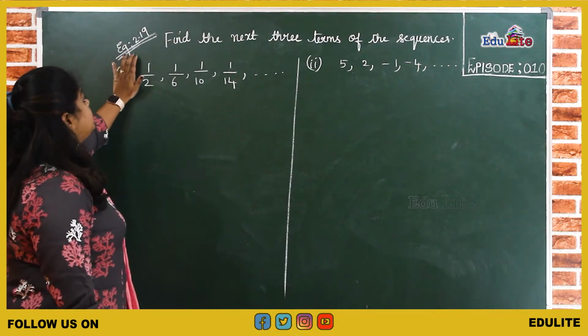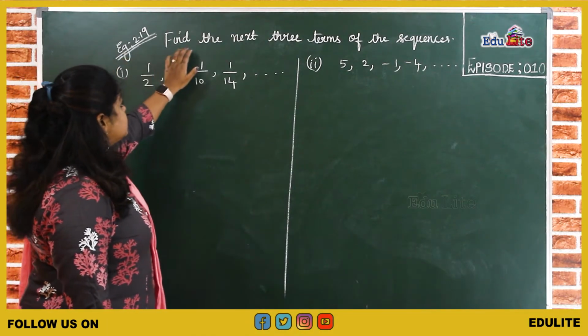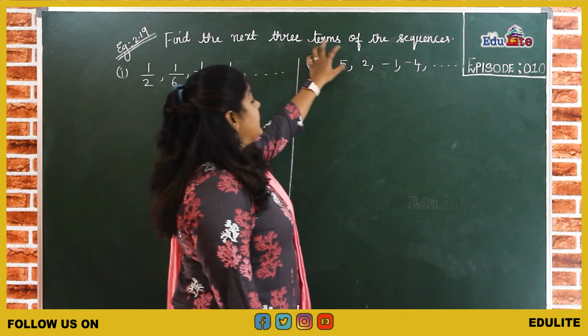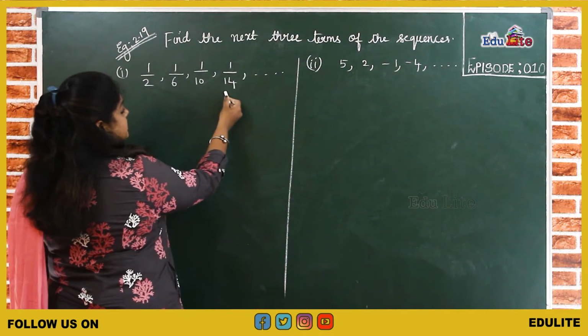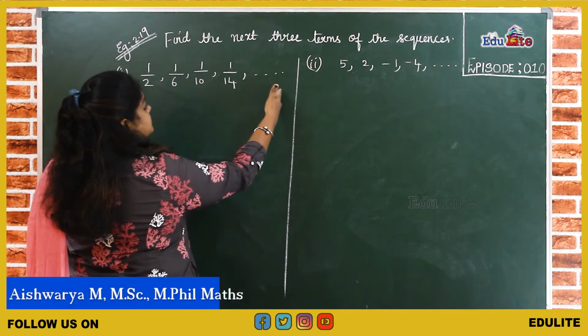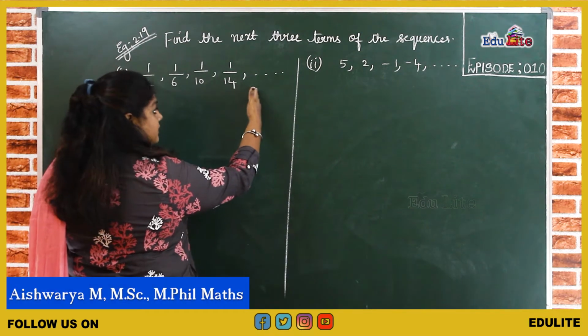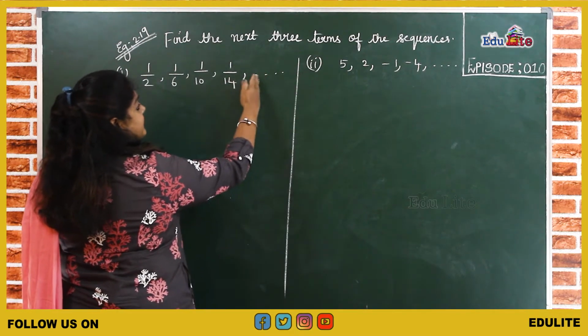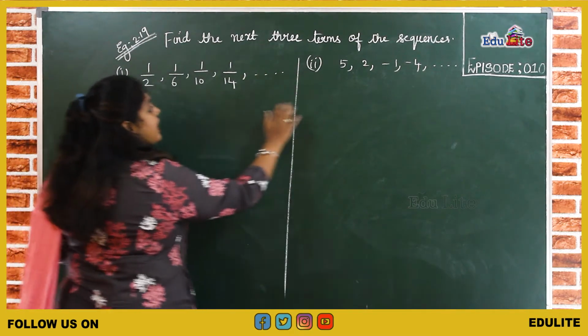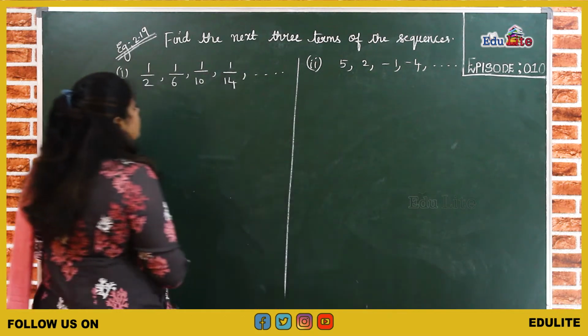Next is example 2.19. In this, we have to find the next 3 terms of the sequences, which means we are given a sequence and we need to find the next 3 numbers. After 1 by 14, what will be the next number? We have to find the next 3 numbers in this sequence as well as in the other sequence. We will do one by one.